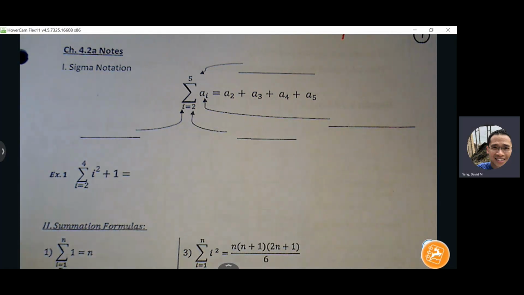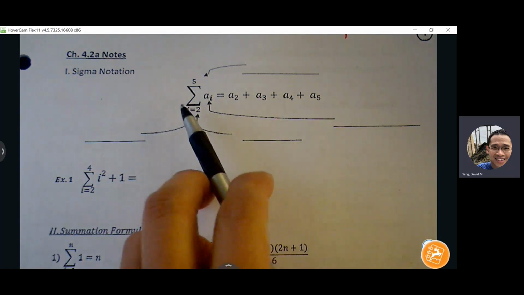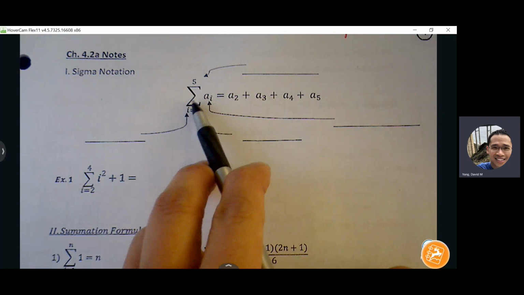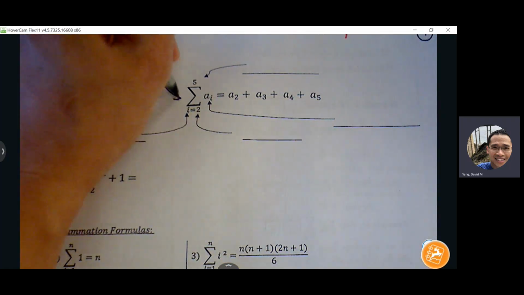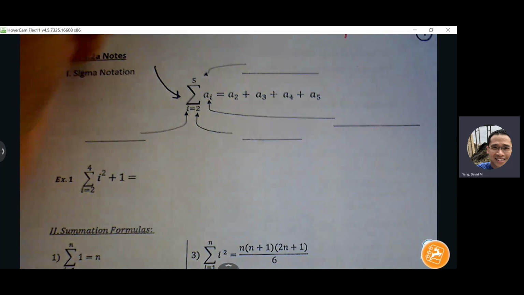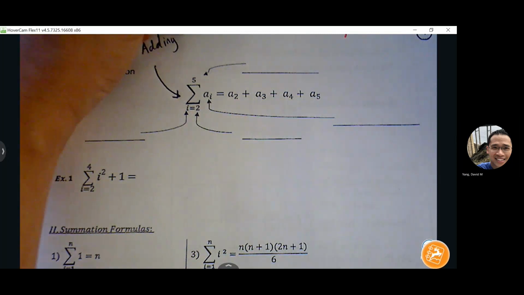You've seen this before, but we're going to do a full review from the beginning here. Sigma notation is this E-looking symbol here, and all that means is that we're going to be adding a bunch of terms together. That's what that notation means.